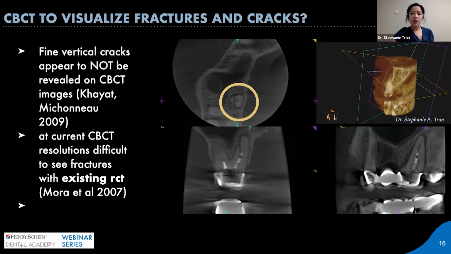So how do we use it? A lot of times it's about putting all the information together. Areas of bone loss, areas of periapical radiolucencies or mid-root radiolucencies in conjunction with the patient's symptoms and signs and where there might be a fracture. So for example, in this image, yes, you can see a fracture very, very clearly here.